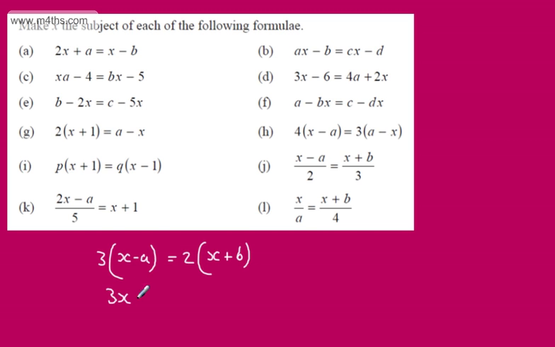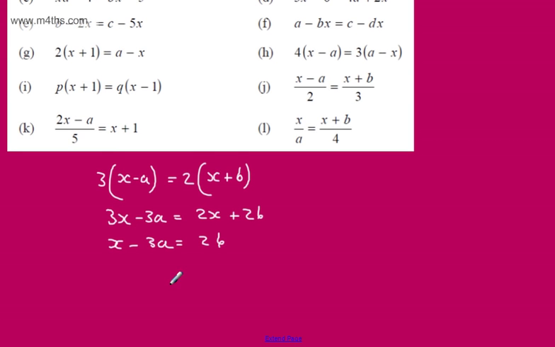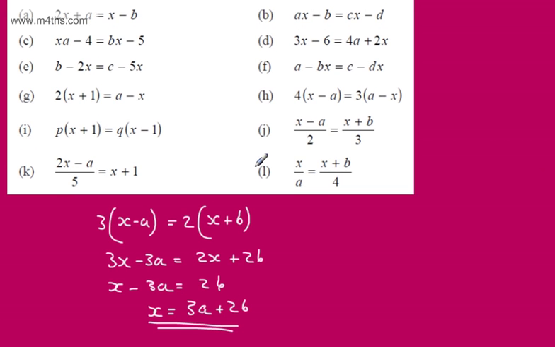Expanding out, 3x minus 3a is equal to 2x plus 2b. I'm going to subtract 2x from both sides, which leaves me x minus 3a is equal to 2b. And at this stage, I'm simply going to add the 3a to both sides. So x is going to be equal to 3a plus 2b. So again, all I've done is work that backwards using inverse operations.